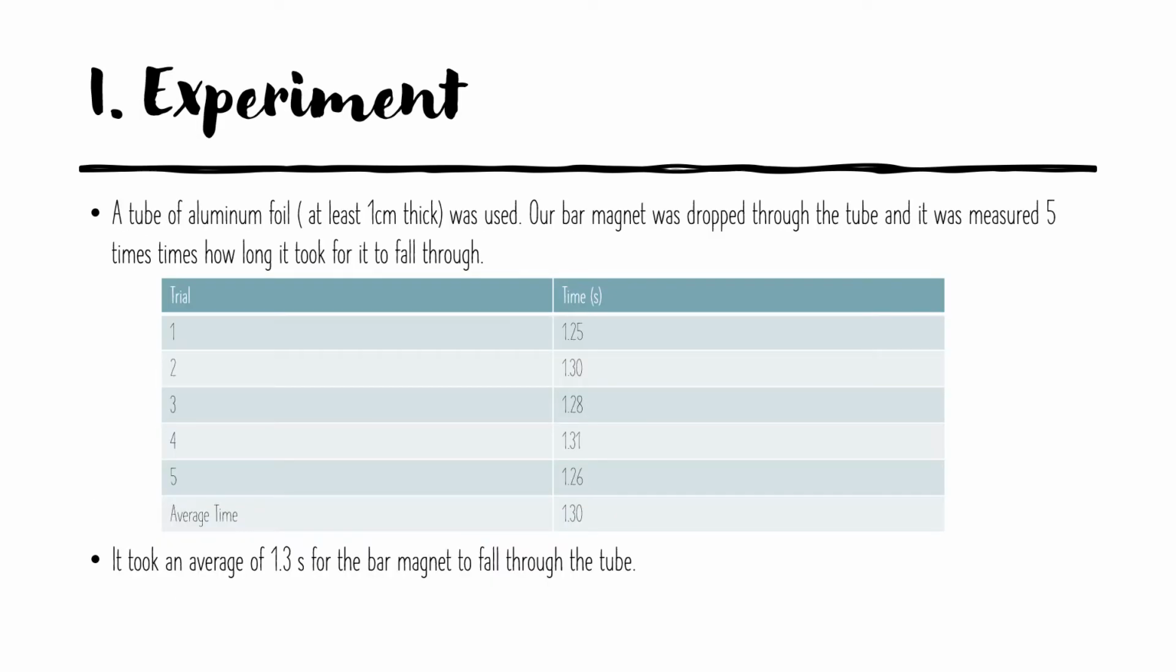So for the experiment, a tube of aluminum foil of at least 1 centimeter thickness was used. Our bar magnet was dropped through the tube and it was measured 5 times how long it took to fall through. It took an average of 1.3 seconds for the bar magnet to fall through the tube.